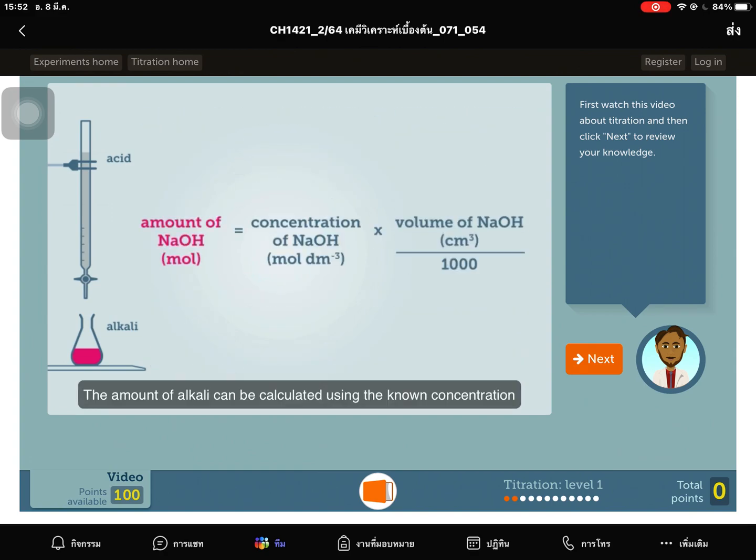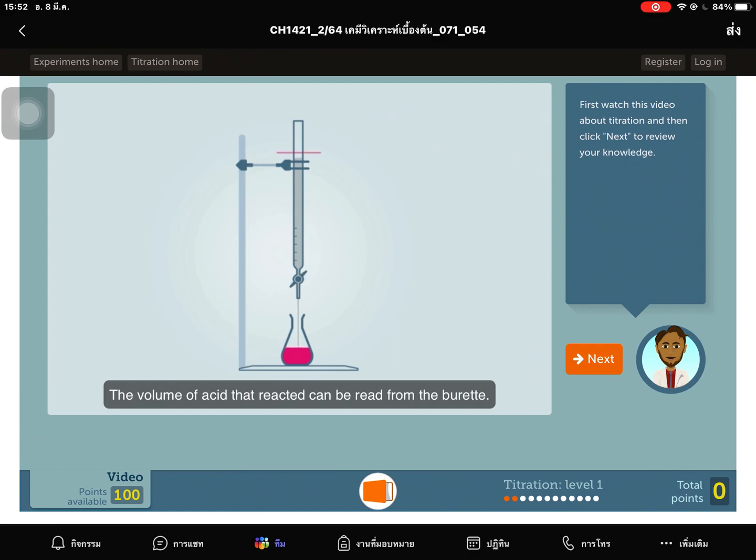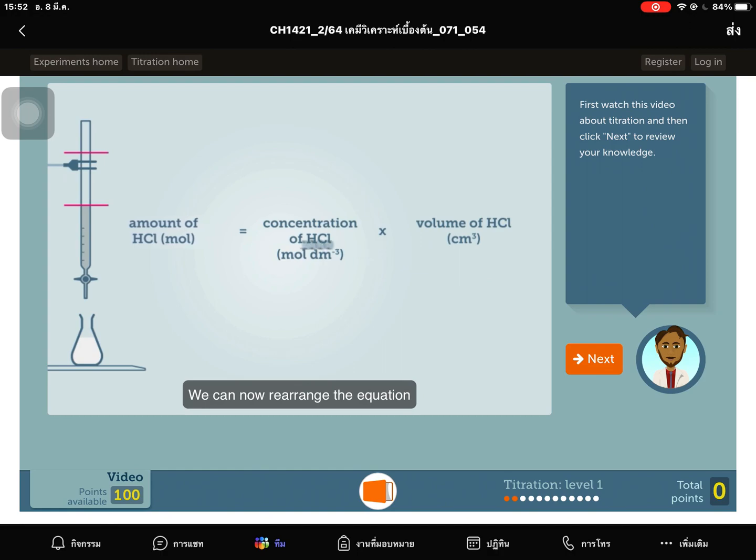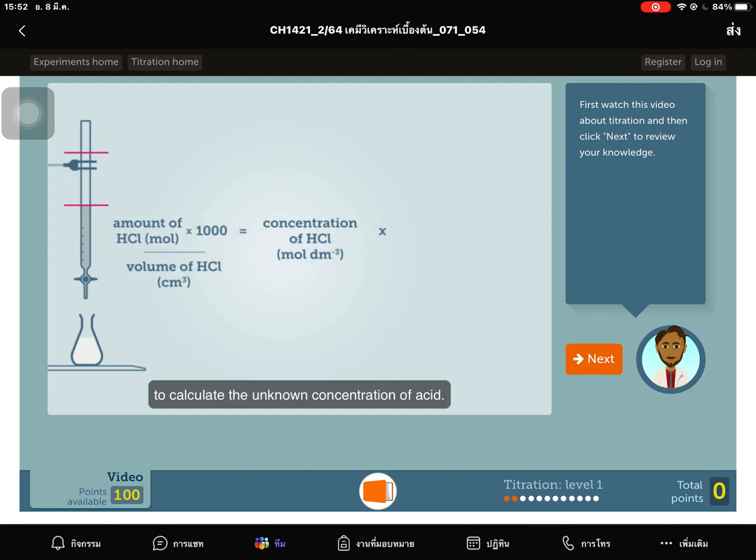The amount of alkali can be calculated using the known concentration and volume of the alkali solution. The volume of acid that reacted can be read from the burette. It's good practice to repeat the titration and calculate the average volume added. We can now rearrange the equation to calculate the unknown concentration of acid.